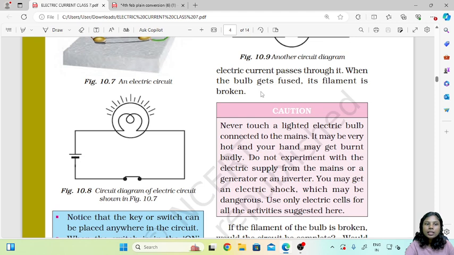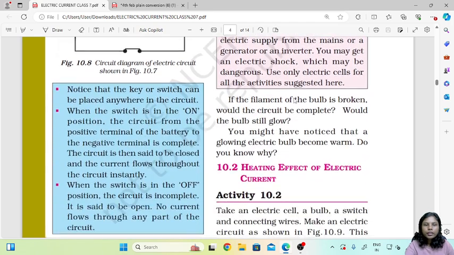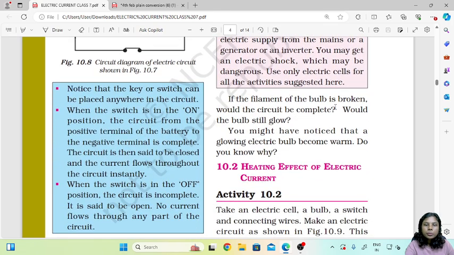Now fused means that sometimes you see that a bulb stops working. Why is that happening? Because that filament, which is a very thin strip inside, gets broken. In that case we say that the bulb has got fused. If the filament of the bulb is broken, would the circuit be complete? No. Why? Because inside the bulb also there is an open end that is created. Would the bulb still glow?